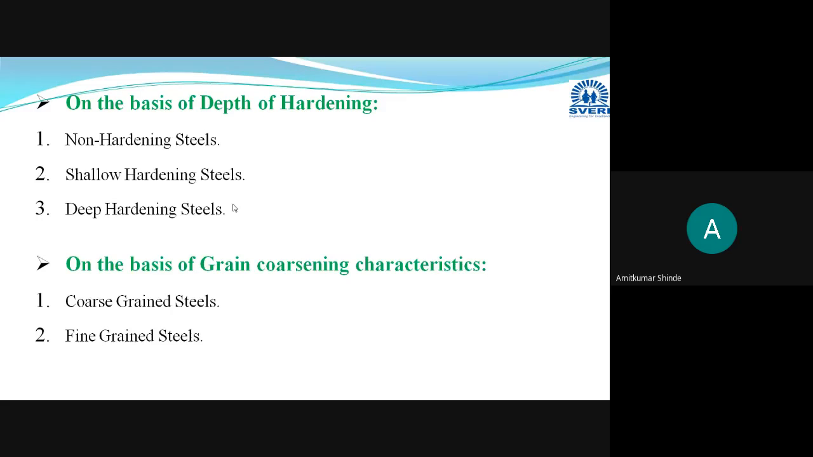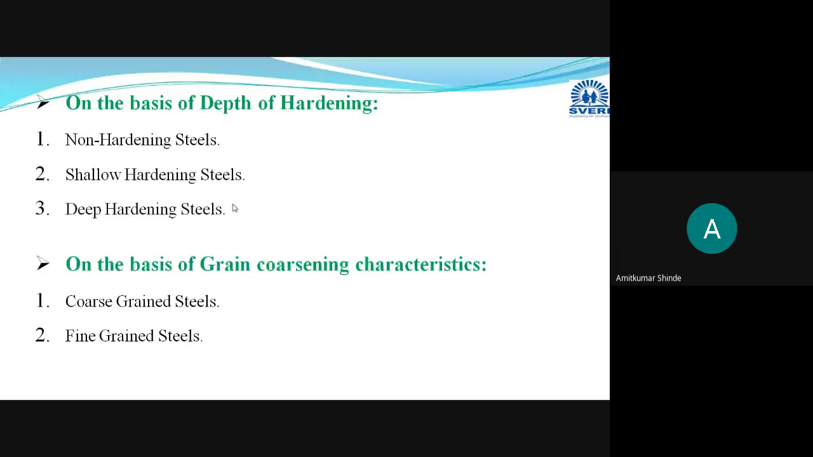It means the steels in which the grain size remains constant up to a higher range of temperatures, and at higher temperatures it starts changing, will be termed fine grain steels. And in coarse grain steels, even at smaller or lower temperatures, the grain size will start changing, it means it increases. That will be termed coarse grained steels.